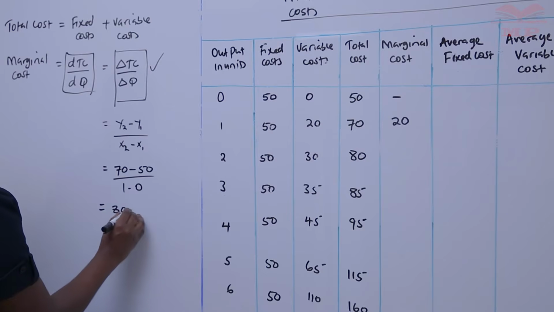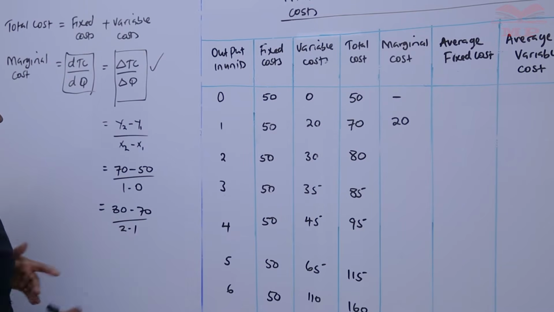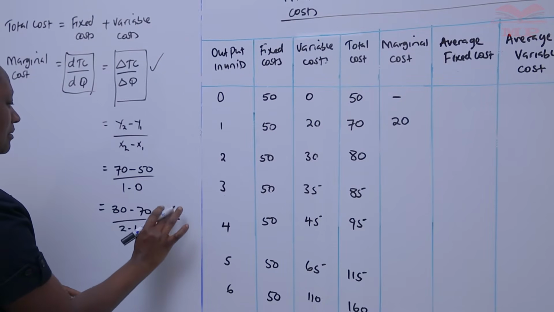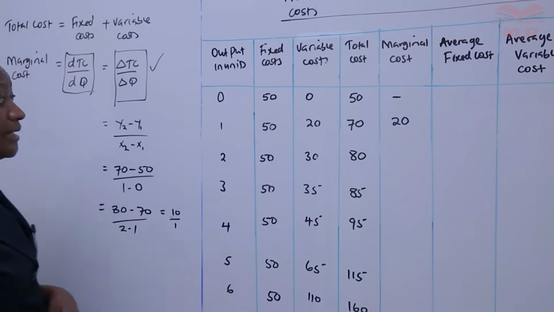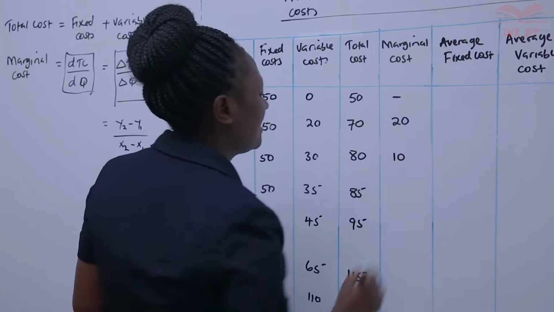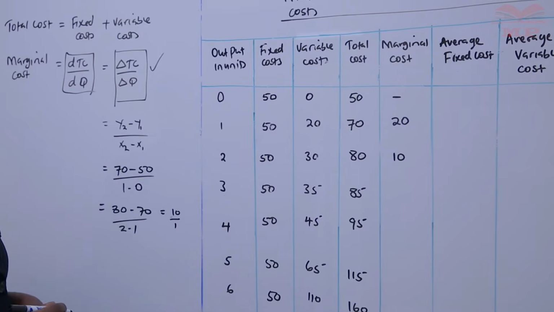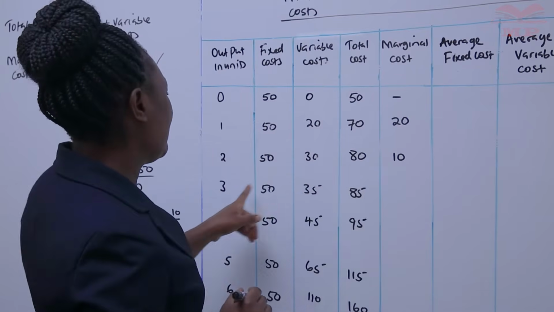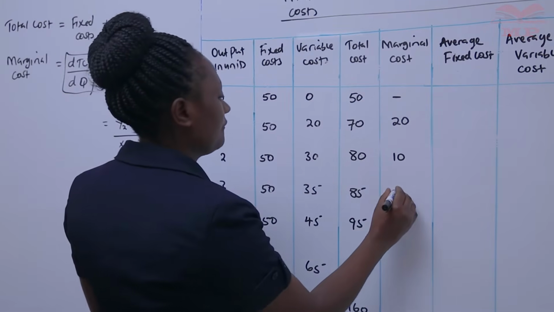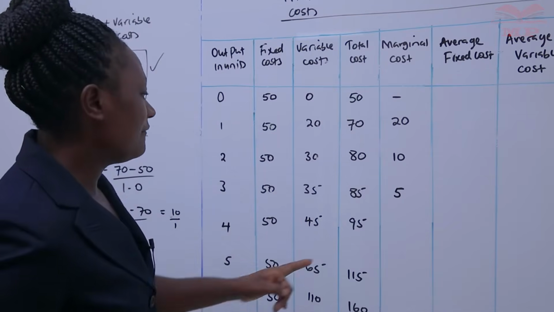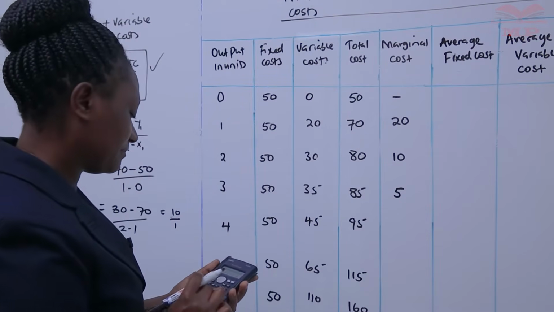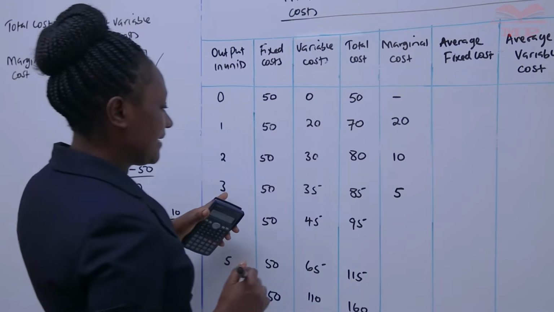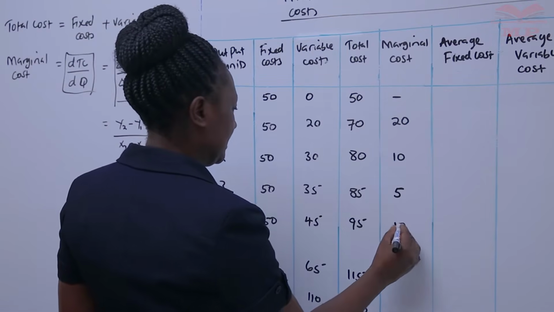So it is the same as 80 minus 70 over 2 minus 1, which is just the same as 10 divided by 1. So the marginal cost for the second unit will be 10. And then 85 minus 80 divided by 3 minus 2 will give us 5. Then next we have 95 minus 85, which will give us 10 divided by 4 minus 3, which is 1. So the answer is just 10.